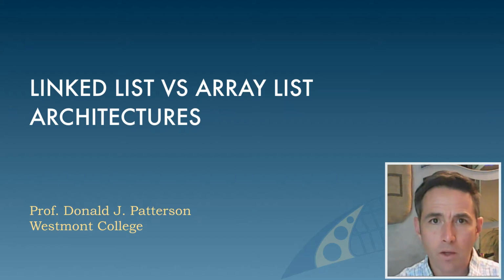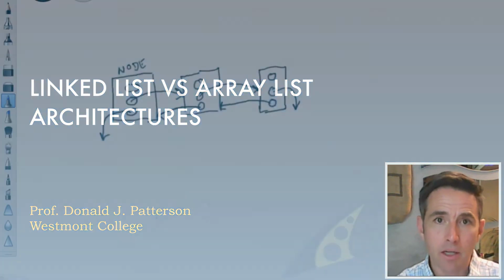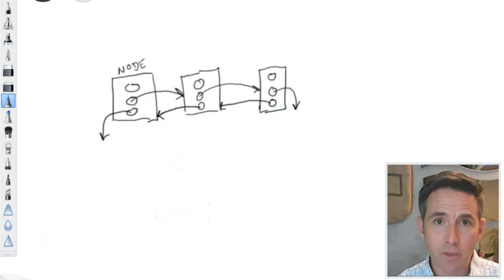All right, welcome back. We are implementing a linked list so that we can compare its performance to an array list. Previously, we implemented the node, that is the central element of our linked list. Nodes will get chained together in this way to create a linked list. What we need to do now is wrap this in a linked list architecture.